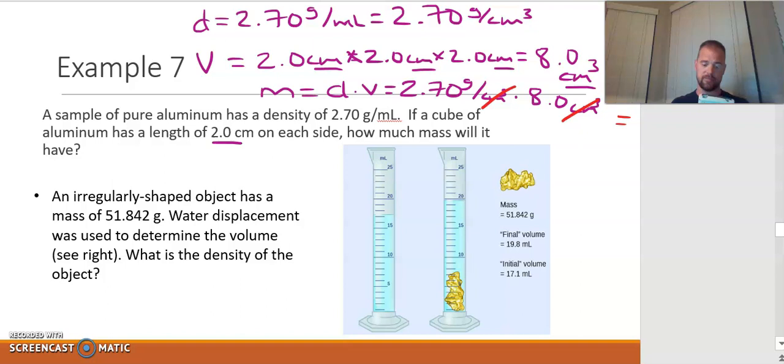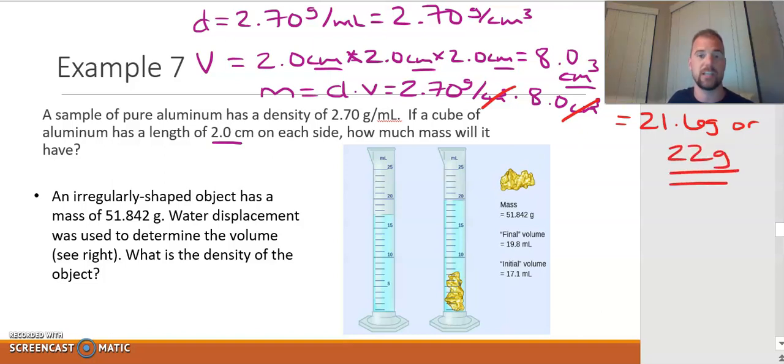So 2.70 times 8.0 gives me a mass of 21.6 grams, or if you've been wondering about sig figs, even though we haven't learned sig figs yet, technically the answer should be 22 grams based on my rounding rules for sig figs. But like I said, I haven't taught sig figs yet. That'll be in the next video.